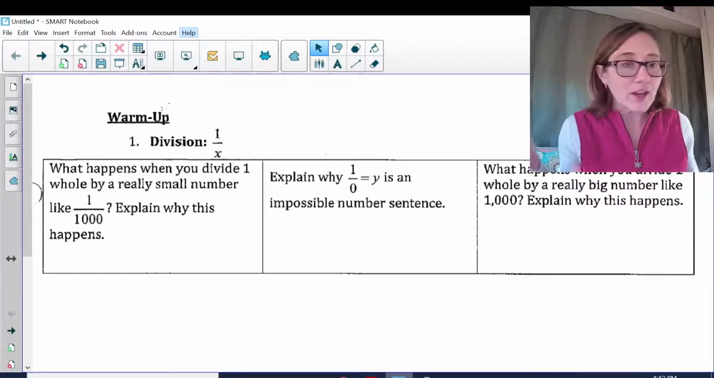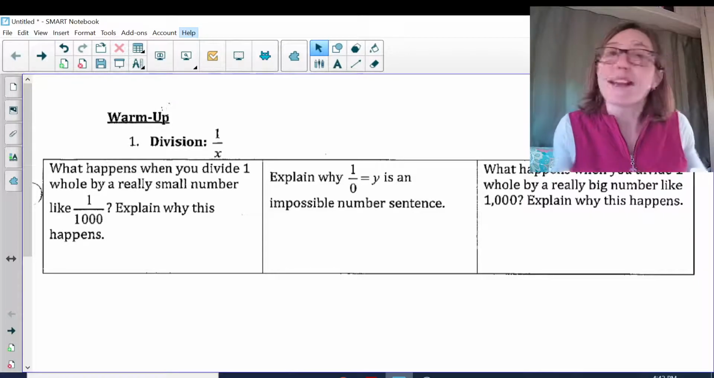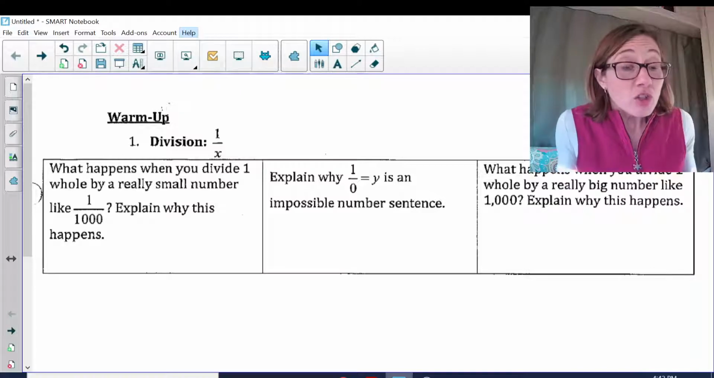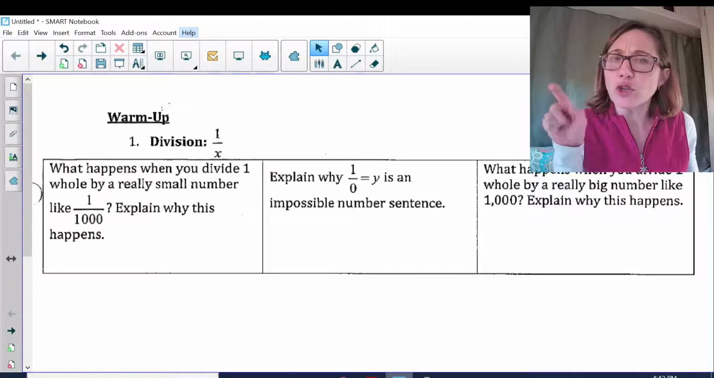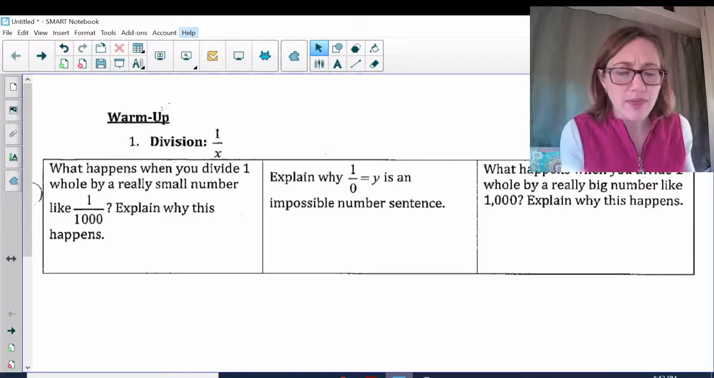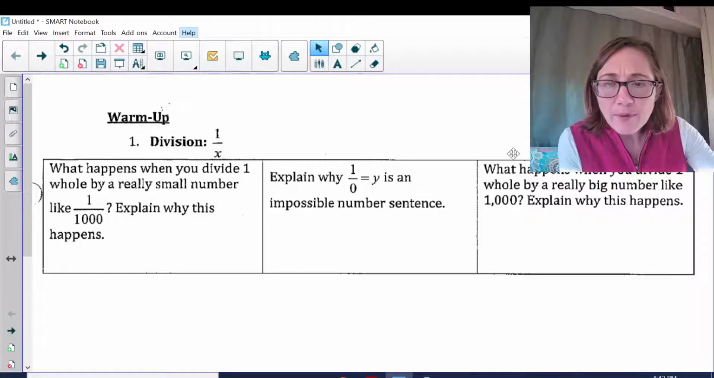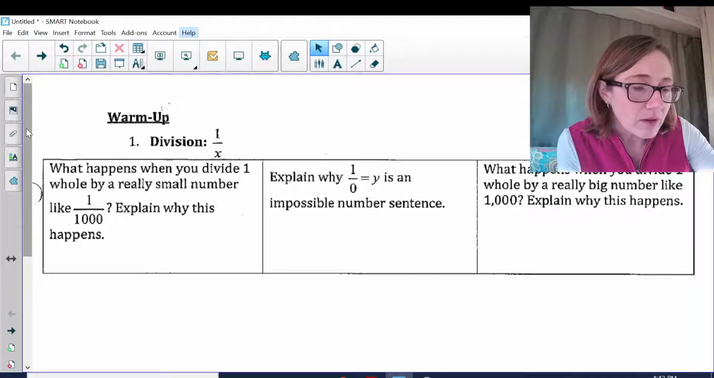So the first set I want to look at is at the very top of the page here. So fill these in with me. This will be like your notes for the day. And then when you submit it, you'll have them all done. I kind of feel like they should have asked these questions in reverse order. So I'm going to start over on the right where it says, what happens when you divide one whole by a really big number like 1,000?